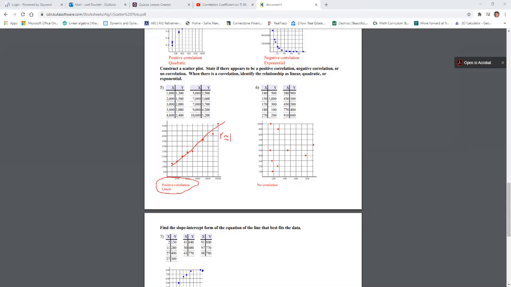If you look here, if you plot these points, we can't tell that there's any trend that's positive or negative. We really just can't tell. So this would be no correlation. And no correlation tells me that we would have an R value that is pretty close to 0. And of course, I would have to type all of this data into the calculator to figure out the R value.